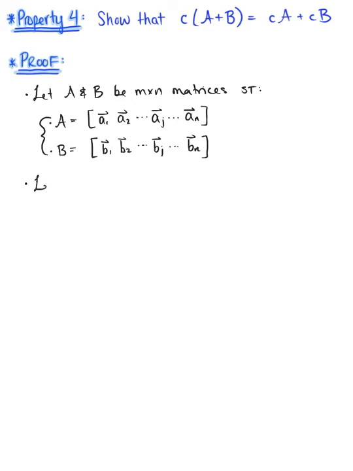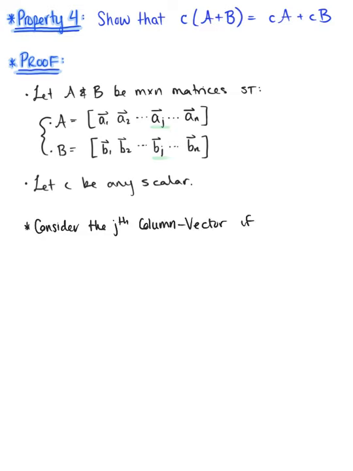Now we also want to go ahead here and let C be any scalar our little hearts desire. Now, in order to show that this is going to hold true for all column vectors, we want to consider the arbitrary column vector j. So let's go ahead and think about what's going on with the jth column vector. So we want to consider the jth column vector of matrix A and matrix B. So if it holds true for the arbitrary column vector, it holds true for all column vectors.